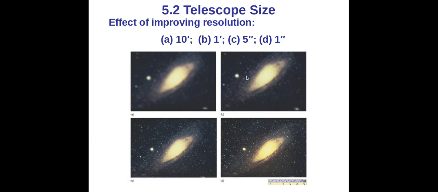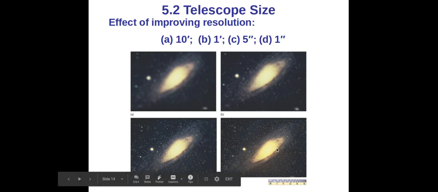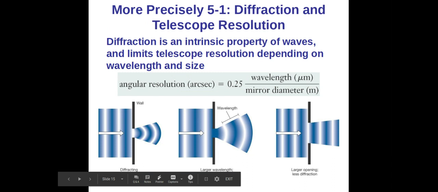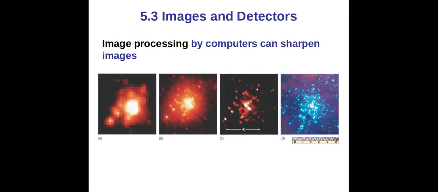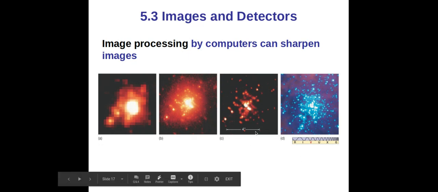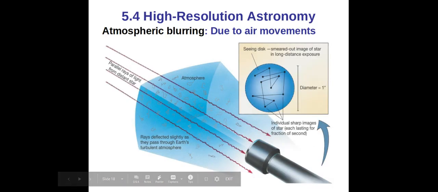So here are just pictures showing the effect of improving resolution, the brightness, the crispness of the images. Points of light look distinct rather than one big blur. We're not going to necessarily talk about diffraction and stuff like that, so we'll skip over that. Basically, this is saying that we can now use computers to sharpen up images, which is nice. The technology works for us.